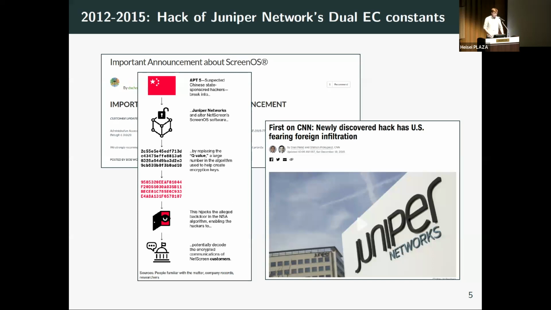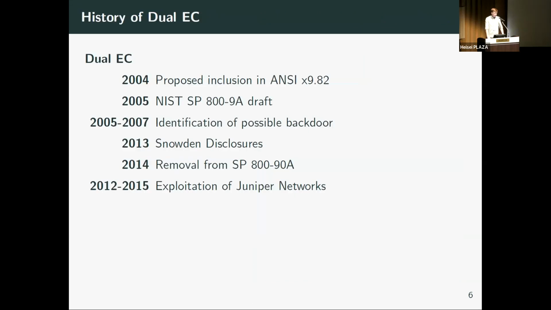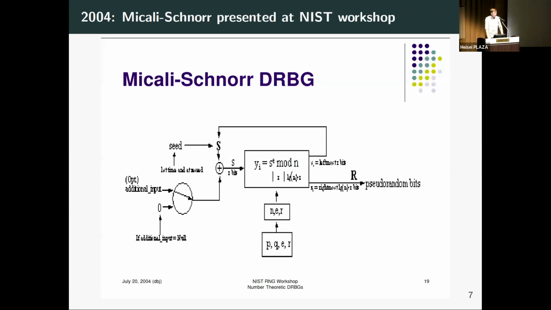So we're skipping over a lot of the details in the history of Dual-EC, but why are we talking about it anyway? This talk is about Micali-Schnorr. Micali-Schnorr was first proposed for standardization in a 2004 presentation at a NIST workshop. I apologize for the confusing picture. This is straight from that 2004 slide deck.